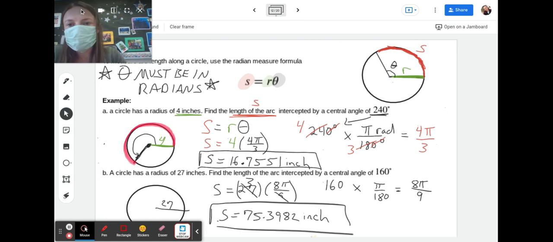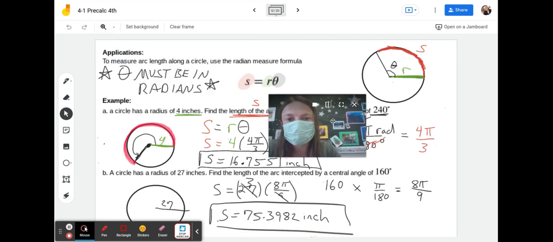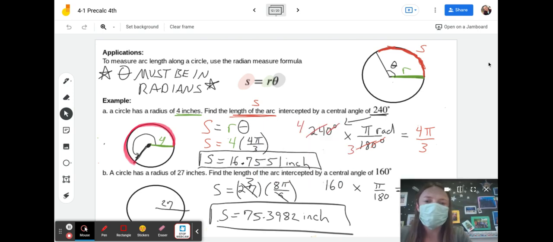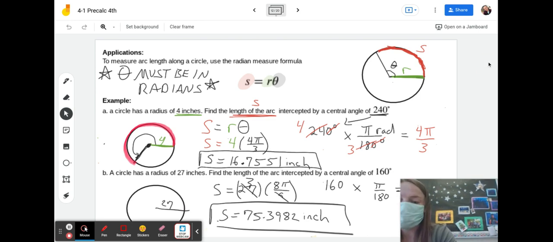All right, let's start on some new things we're talking about today. The big formula we're talking about today is s equals r theta. So s equals r theta. The biggest thing here is that theta has to be in radians. Just keep that in mind. Theta's got to be in radians in order for this to work.